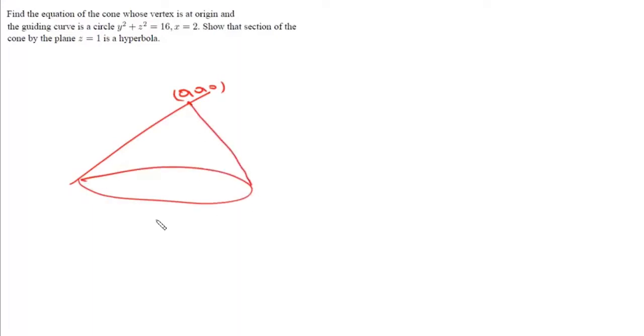Now here the question is, find the equation of the cone whose vertex is at the origin and whose guiding curve is y square plus z square equals 16, and x equals 2. Now say the direction ratios are L, M and N, then the equation of this line will be x by L equals y by M equals z by N. Now this value of x is 2.